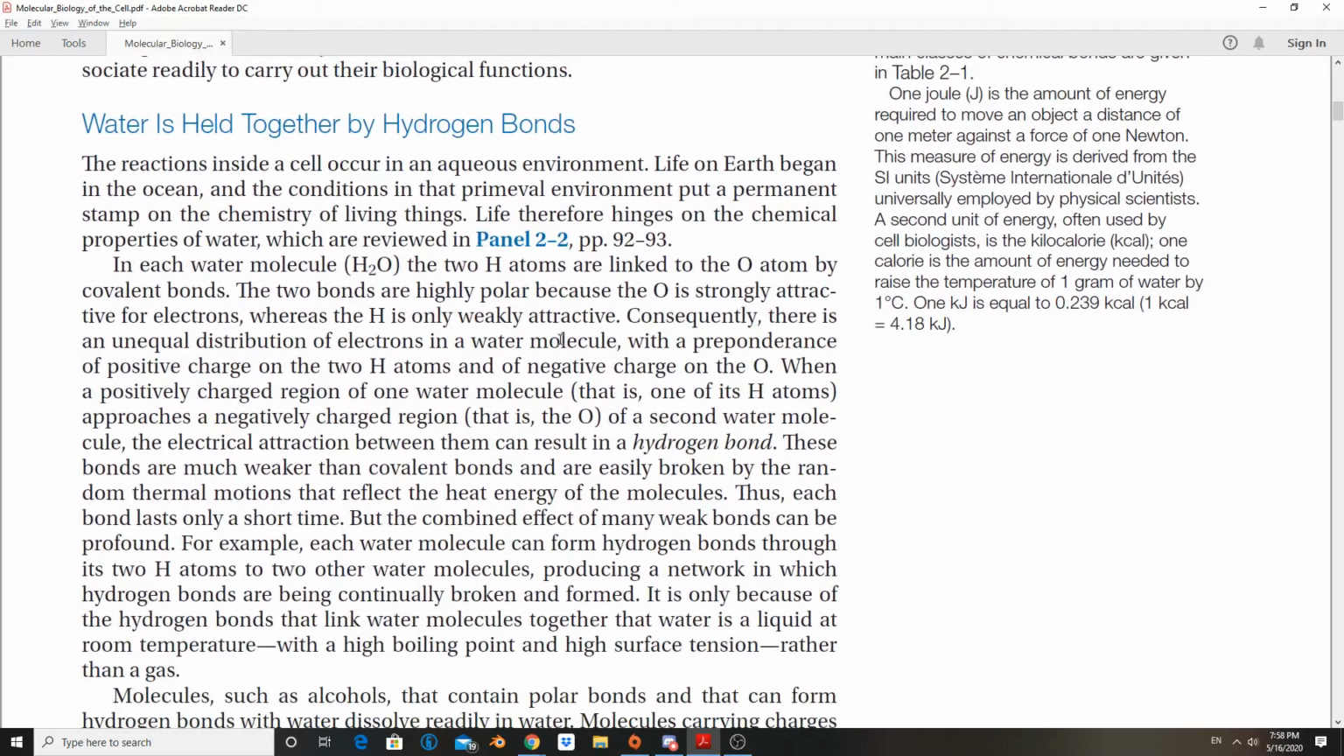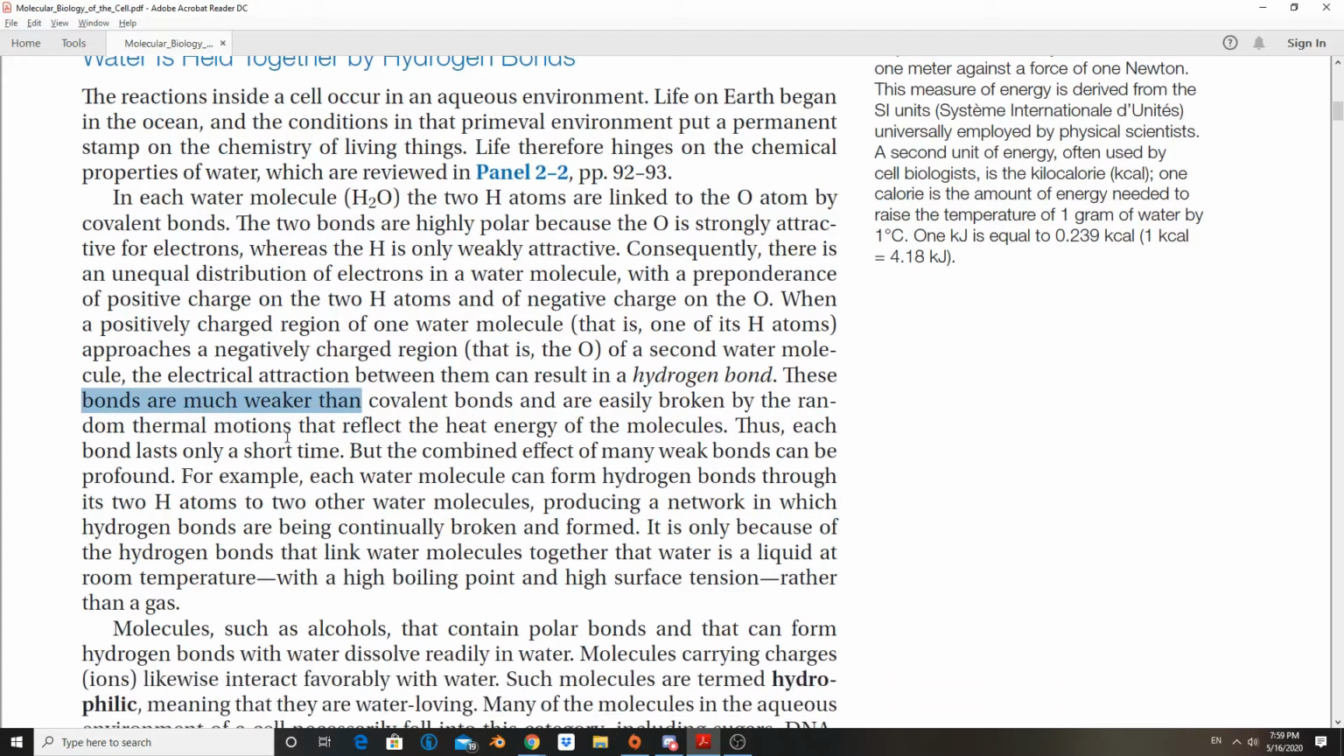as a result, there is a net positive charge on the hydrogen atoms and a net negative charge on the oxygen atoms. When a positively charged region meets a negatively charged region, you get an electrical attraction that is known as a hydrogen bond. These bonds are a lot weaker than covalent bonds, as I have discussed before, and are easily broken by random thermal motions, so kinetic energy, because heat is just the shaking of molecules, the reflected heat energy of the molecules.